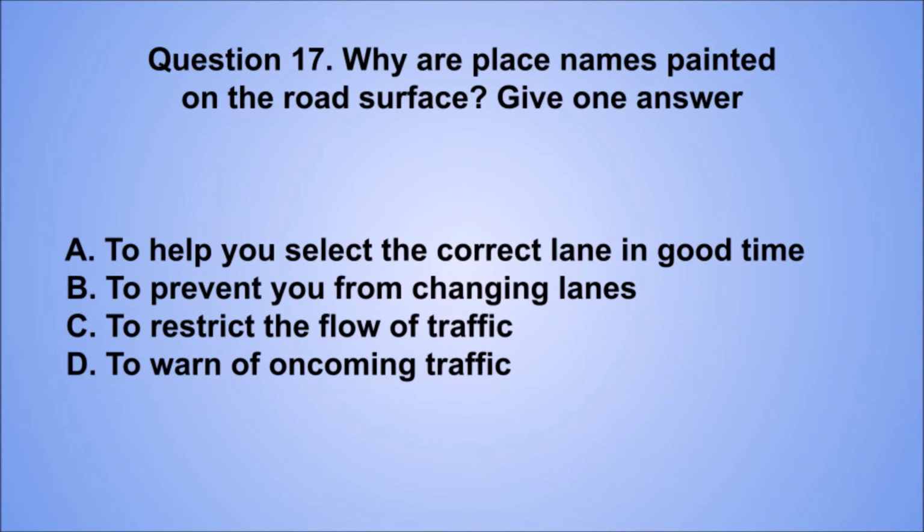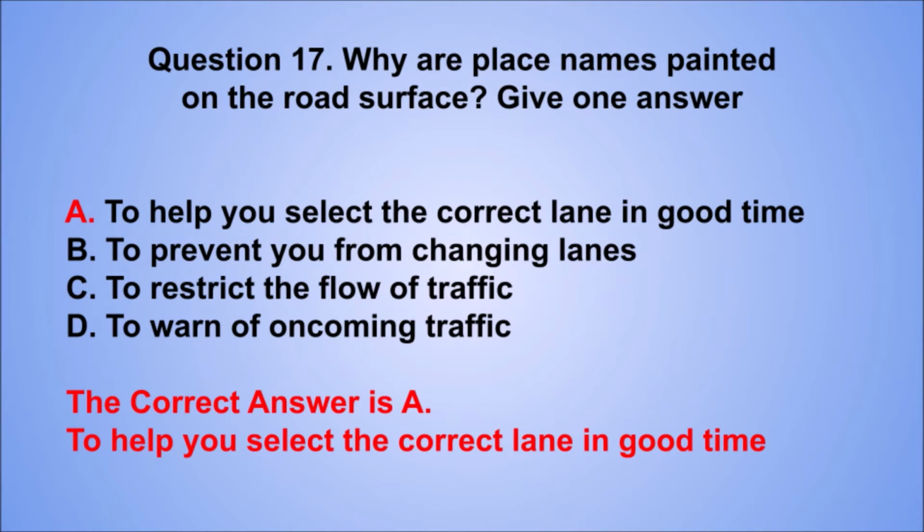Question 17. Why are place names painted on the road surface? Give one answer. A. To help you select the correct lane in good time. B. To prevent you from changing lanes. C. To restrict the flow of traffic. D. To warn of oncoming traffic.